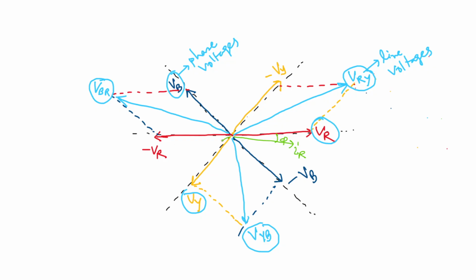So similarly, this should be also IY, and this should be also IB. So all they are lagging, all the respective phase currents lagging by an angle of phi, that is called lagging power factor angle for a balanced load.